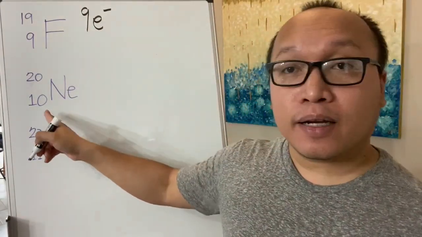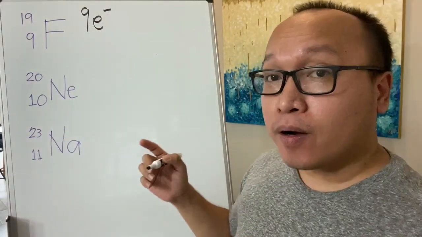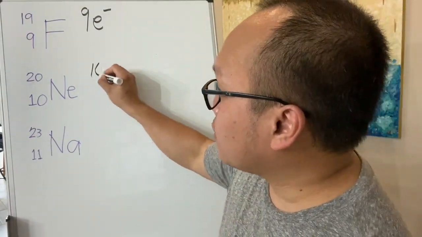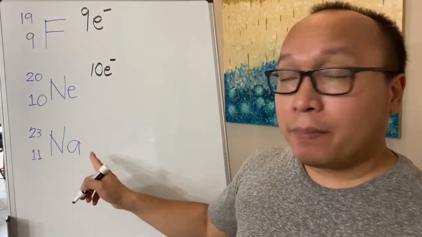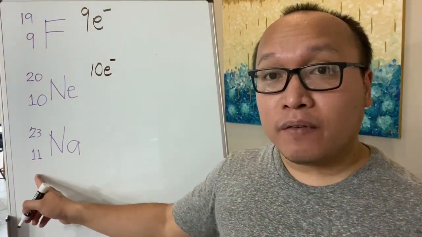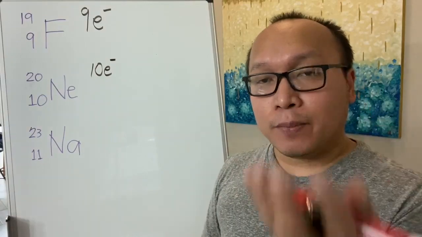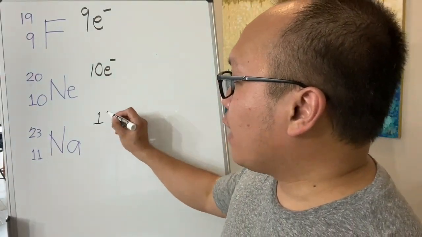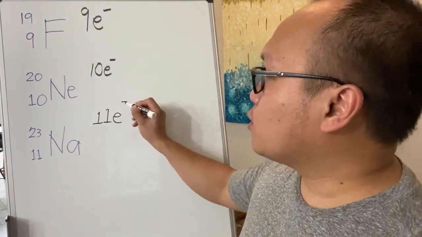For neon, it has an atomic number of 10. So, therefore, for a neutral element, 10 protons and then 10 electrons. So, 10 electrons for neon. Pagdating naman sa sodium, it has an atomic number of 11. Again, neutral element, 11 protons is equal to 11 electrons. So, ito yung mga gagamitin natin bilang bilang ng electrons sa electronic configuration.